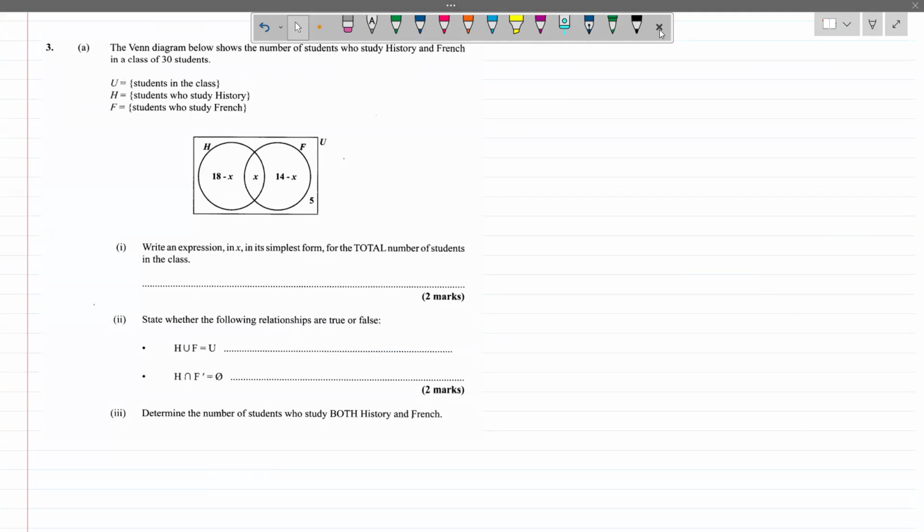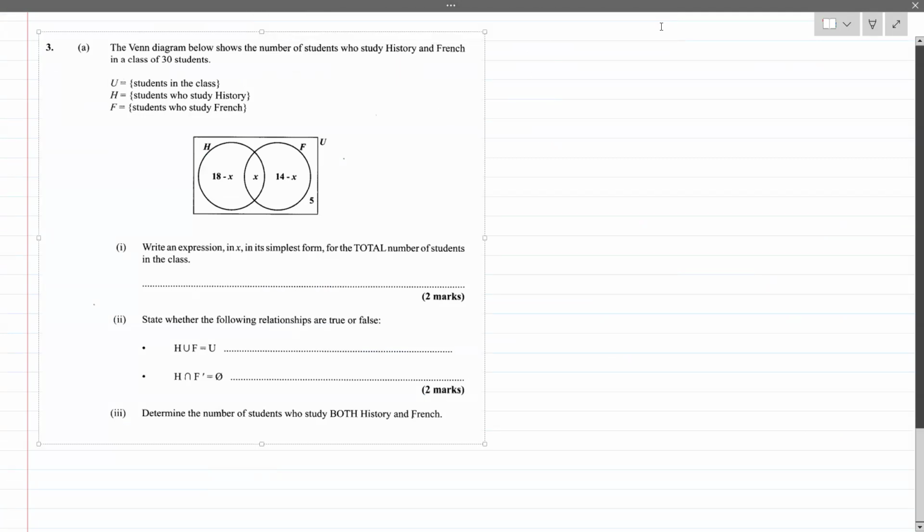So let's take a look at this question here. We have a Venn diagram below that shows the number of students who study history and French in a class of 30 students. So the entire Venn diagram should have 30 students in it. U is the universal set, which is the students in the class, equal to 30. Students who study history, we have a circle here. Students who study French, next set here.